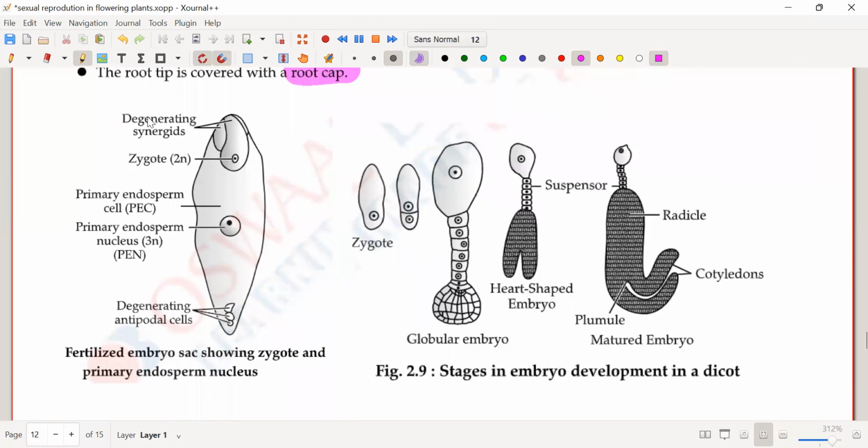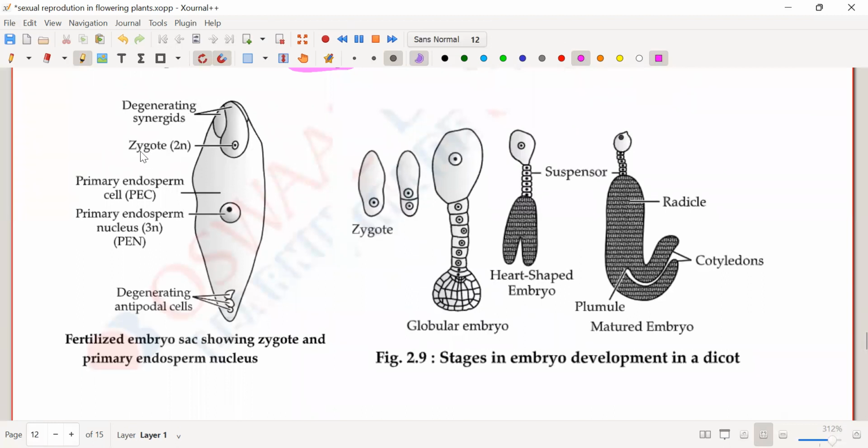See here, degenerating synergids, zygote. This is antipodals, primary endosperm nucleus, PEN, 3n. Already 2 polar nuclei and 1 from the pollen tube, forming PEC, primary endosperm cell. Right? Then zygote starts getting developed and slowly it becomes heart-shaped. Then finally the matured embryo divides into radicle and cotyledons.